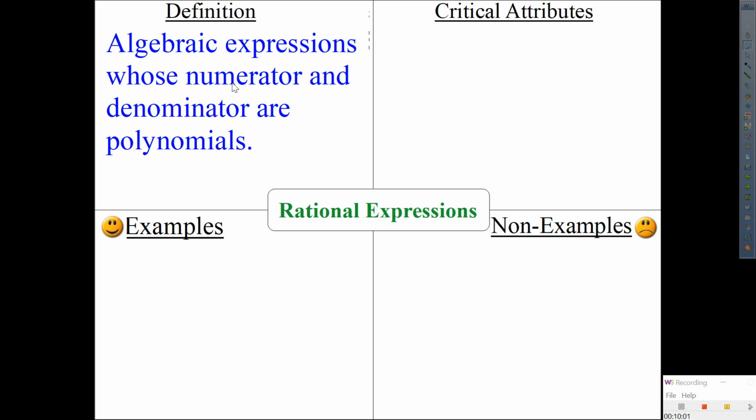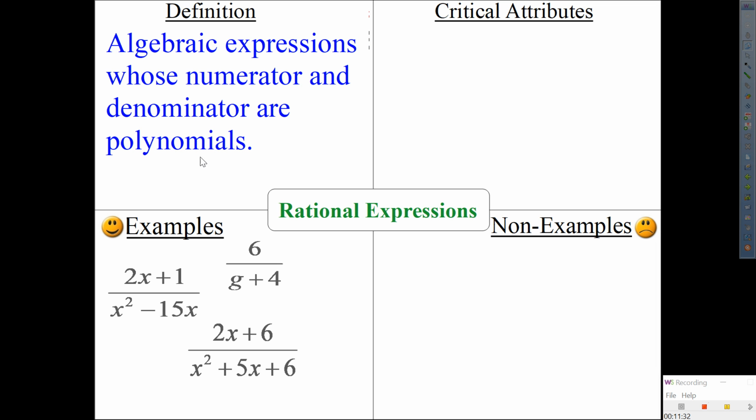All right. So let's see if we can picture it. Algebraic expression means it's an expression and it doesn't have what kind of symbols? No equal sign, no inequality symbols, right? Algebraic meaning that it has a variable, yes? But now we have numerator and denominator, which means it's a fraction. And what do we have? Polynomials. Example, copy these, please. 6 over g plus 4, 2x plus 1 over x squared minus 15x, and 2x plus 6 over x squared plus 5x plus 6. All those are examples of rational expressions.